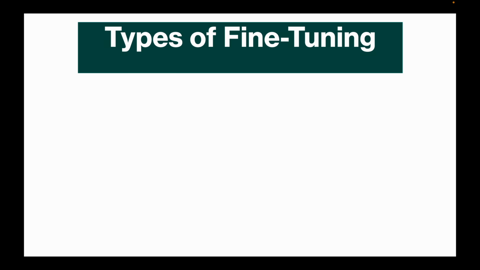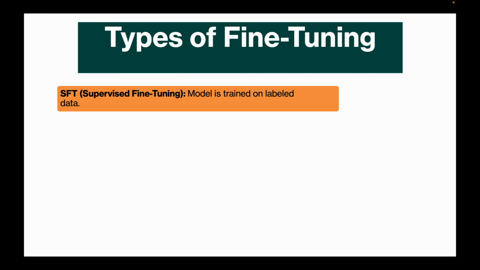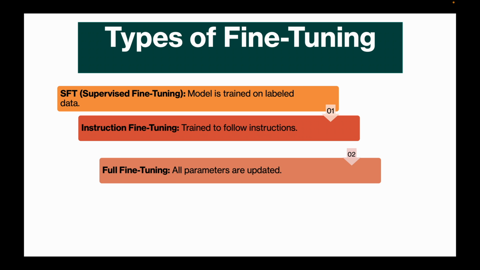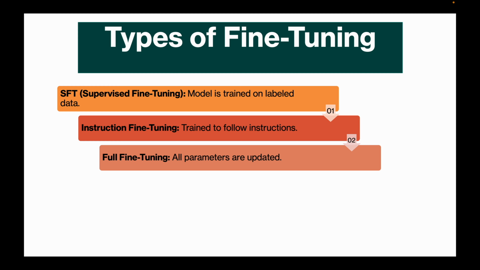Types of fine-tuning. Supervised fine-tuning. Here, the model is trained on labeled data with input-output pairs. Instruction fine-tuning. Here, the model is specially trained to follow certain instructions such as summarize this, translate that. Full fine-tuning. In this method, all the parameters of the model are updated, which gives high accuracy but requires more resources, and it is time-consuming.